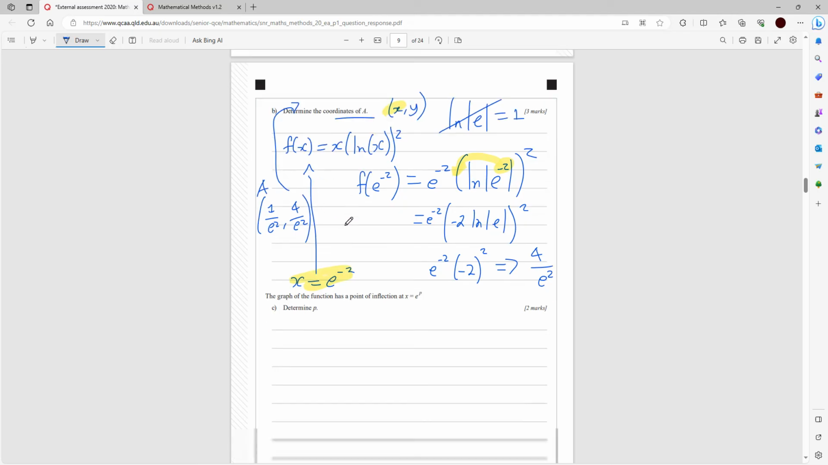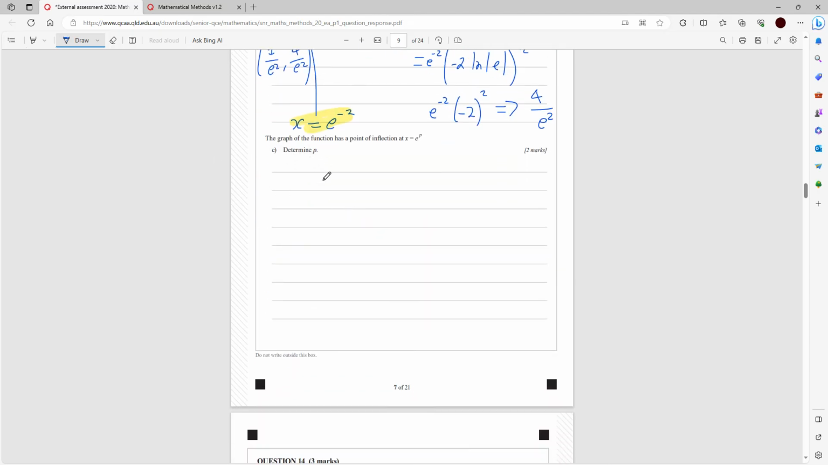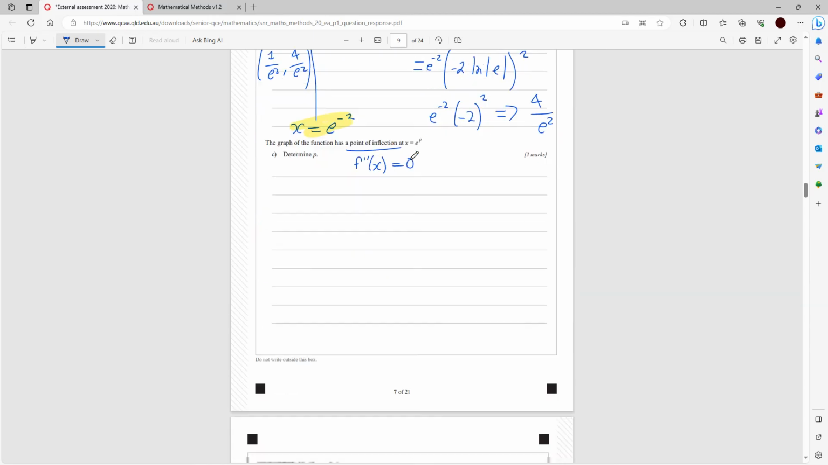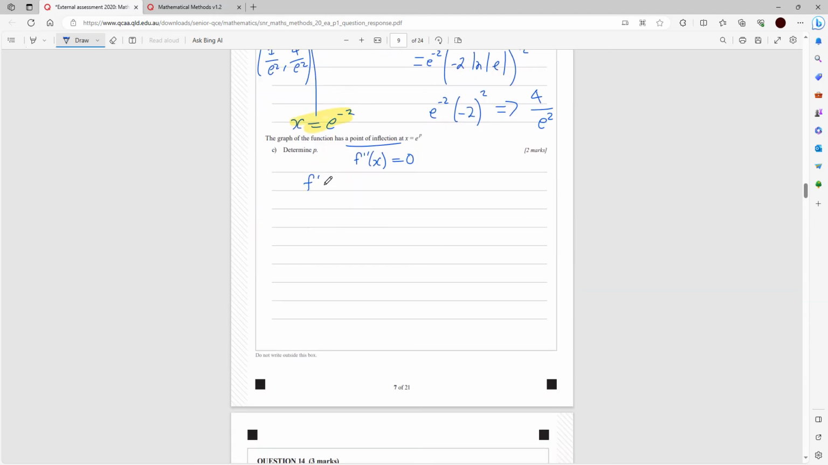Okay, so there's another question. The graph of the function has a point of inflection at this point. Determine p. Okay, righto. So the point of inflection is when f double dash of x is 0. So the second derivative. We know what the first derivative is, we got given it up here, so let's just write that down. This is where we'll need to differentiate: 2 natural log of x plus natural log of x, all squared. Let's differentiate that.